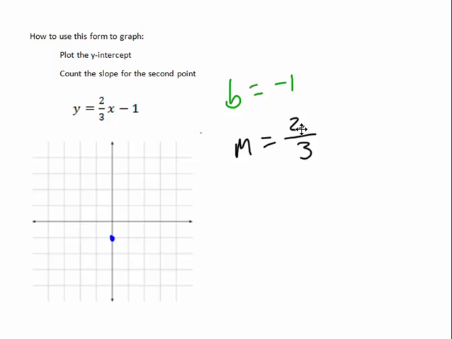And now my slope is rise 2, run 3. And my sign is positive. It's not negative, it's positive this time. So I'm going to go up 2 units and run to the right. 1, 2, 3 units here. And now I have the second point.